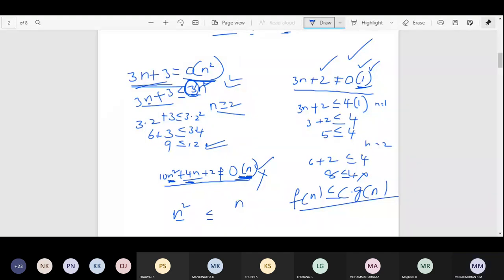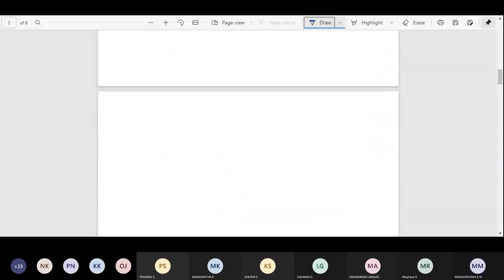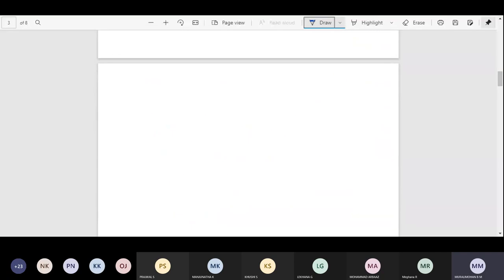Similarly, we are having the next one. What is the next one? Big omega. What is this omega? Best case. This is the best case.